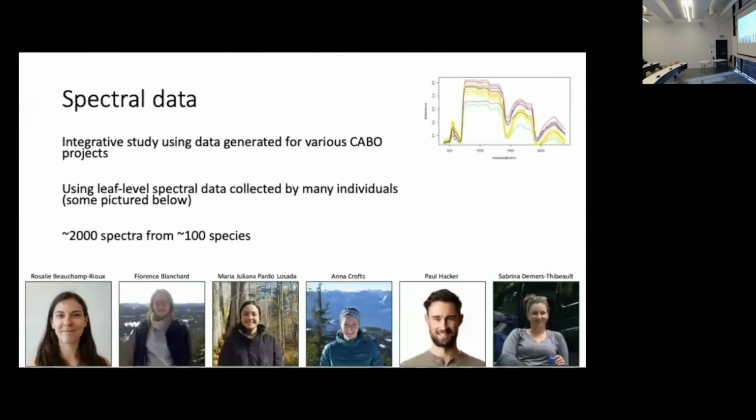So I'm sure lots of you are seeing yourselves up there. This is the integrative study using data collected for a bunch of different projects through Cabo. I'm using the leaf level spectral data, and I want to thank everybody who was involved in collecting that data. So I have about 2,000 spectra from about 100 species across Canada.